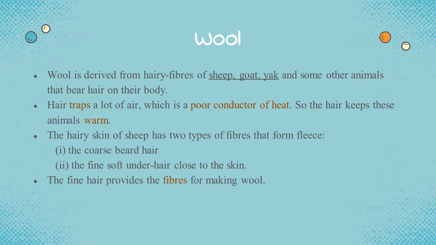Wool. Wool is derived from hairy fibers of sheep, goat, yak, and some other animals that bear hair on their body. Hair traps a lot of air, which is a poor conductor of heat, so the hair keeps these animals warm. The hairy skin of sheep has two types of fibers that form fleece: the coarse beard hair, and the fine soft underhair close to the skin. The fine hair provides the fibers for making wool.